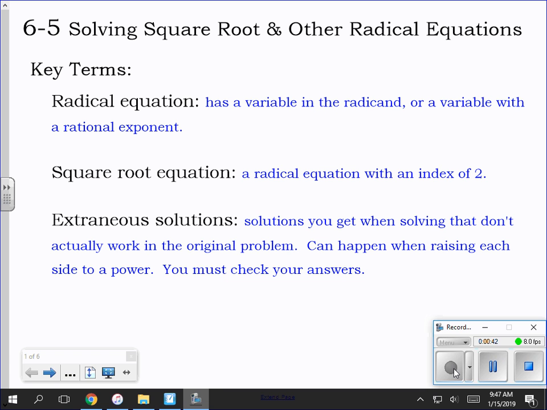Extraneous solutions. And we've talked about extraneous solutions before. We don't get them very often. This is one where you get them often. Solutions you get when solving that don't actually work in the original problem. You do everything correct algebraically when solving it. Every step you do with work is just fine. You don't make any mistakes doing the work. You get to your final answer, and your final answer does not work in the original problem. That's called an extraneous solution. You mathematically did everything correct, but your final answer does not work in the original problem, and it has to be in the original problem.